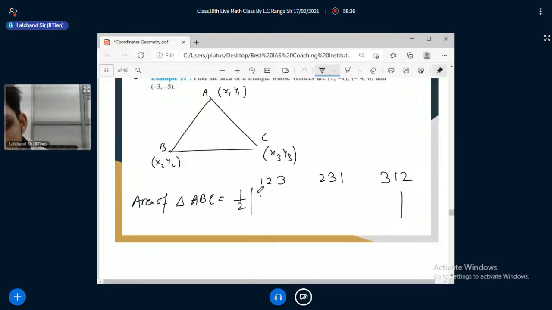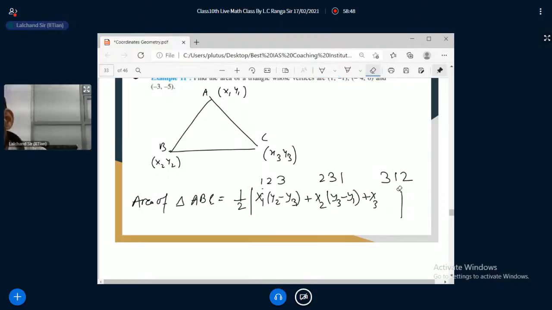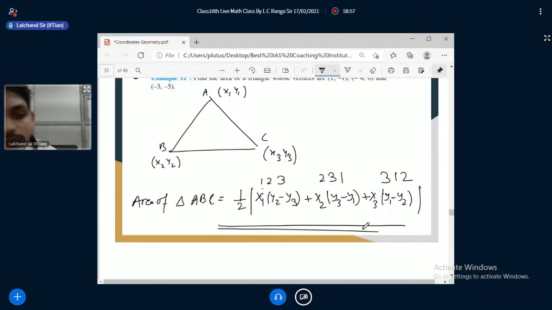First is the value of x. So x1 (y2 minus y3), plus x2 (y3 minus y1), plus x3 (y1 minus y2). Are you getting this formula of the area of a triangle? How to write this formula and memorize it?